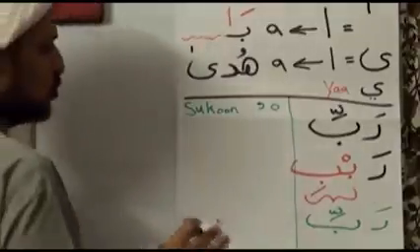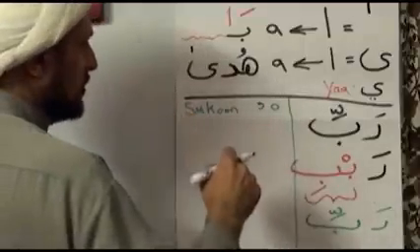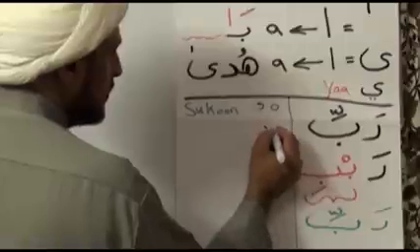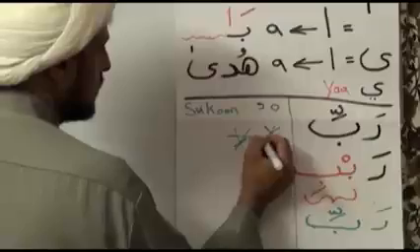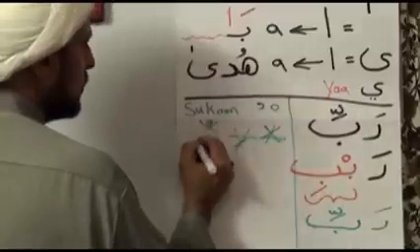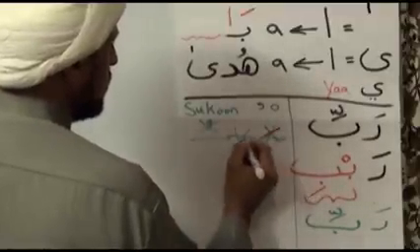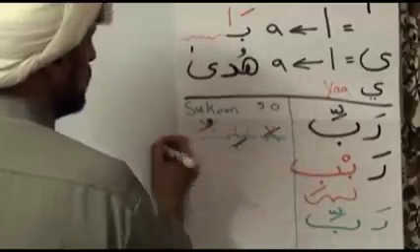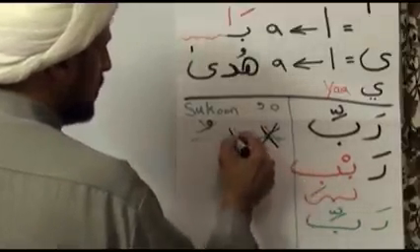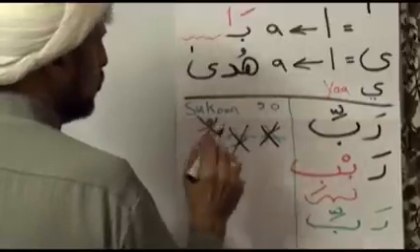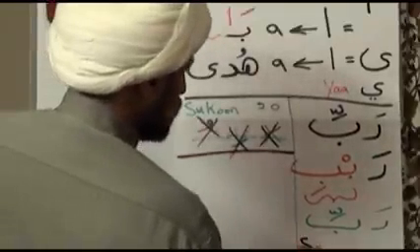Sukoon means sakin, silent, no vowels. So there is no a, no e, no u. Okay? Could have got messed up a little bit. No a, no e, no u. Just the tip of the letter. So this is sukoon, and this was shadda.